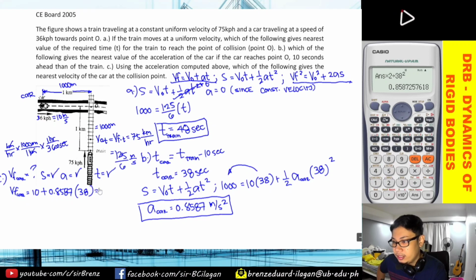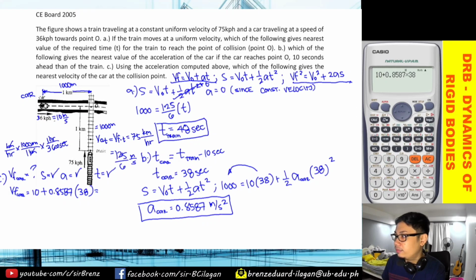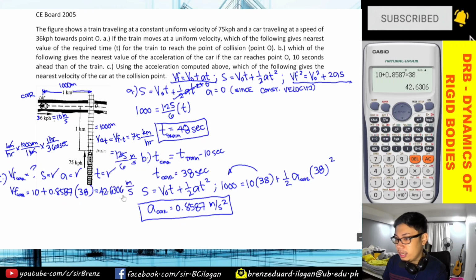So what is the final velocity? So dito na lang sa gilid. So 10 plus 0.8587 and then times 38. So that is 42.6306 meter per second. So let's check using the second equation, the last equation, the third equation.